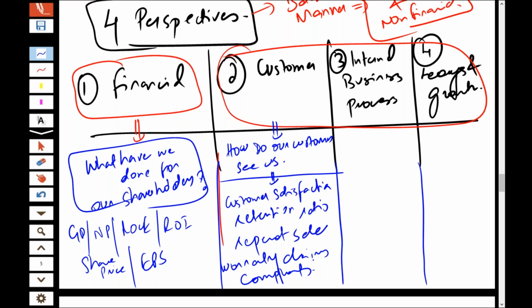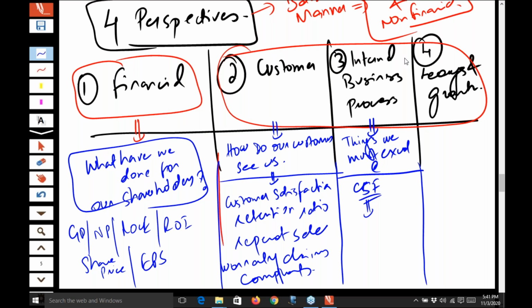Okay, now what next is there? This is internal business process. Again, it's those things we must excel at. That is simply your organization's critical success factors. And I told you a bit earlier today that the critical success factor could be different for any specific organization. They could arise from the industry in which you are operating in.